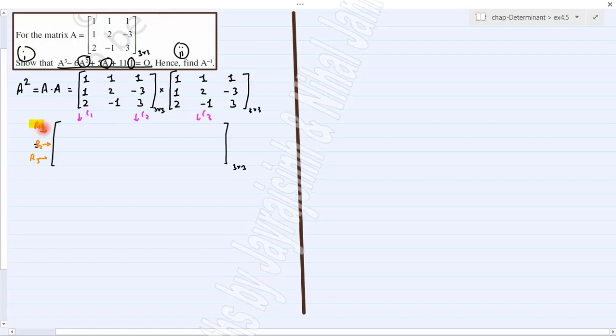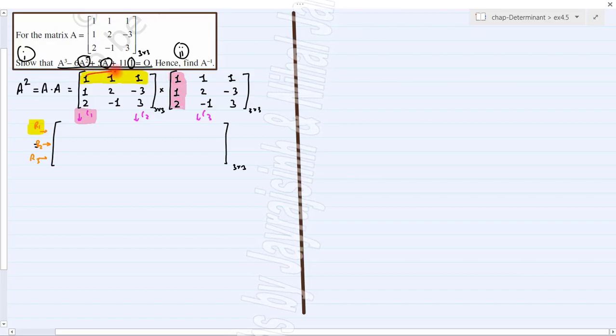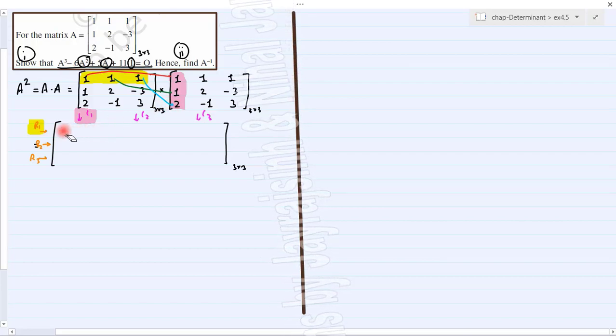So let's obtain your first element, which is in first row and first column. So multiply your first row of first matrix with first column of second matrix. So 1 ones are 1 plus 1 ones are 1 again plus 1 twos are 2, or we can say 1 plus 1 plus 2 will give us 4.